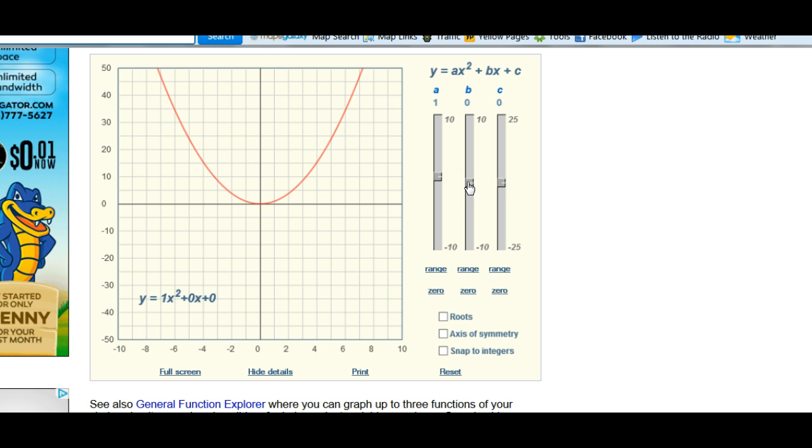So if b becomes positive, it's going to move down and to the left. Interesting. And the graph seems to be getting a little bit wider as well. If b is negative, it's going to move down and to the right. And the graph seems to be opening up. So again, as b is positive, it moves left and a bit down. When it's negative, it moves right and a bit down. All right. Let's write that observation.